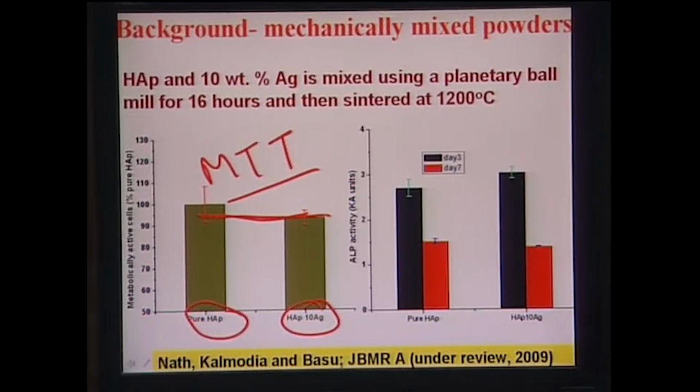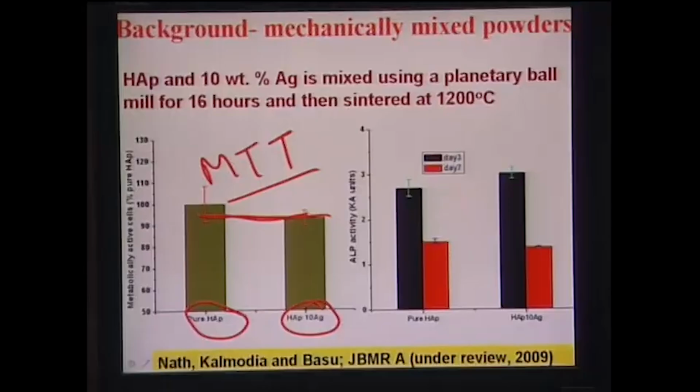That means that as far as the cell viability is concerned, the 10% silver does not affect it in any statistically significant manner. In other words, the cells are as viable in the hydroxyapatite as they are in the hydroxyapatite 10% silver. The second one is ALP.